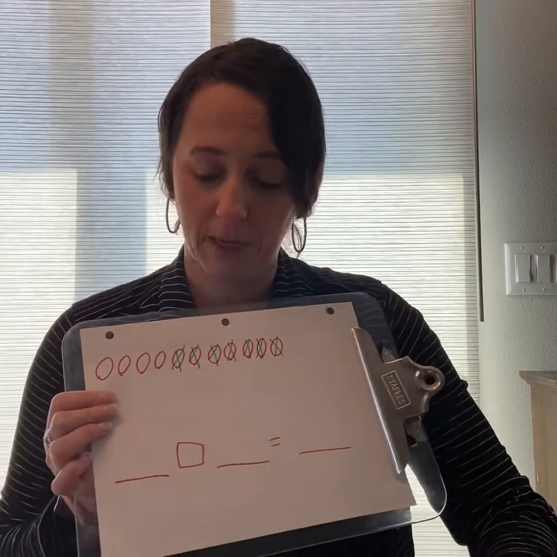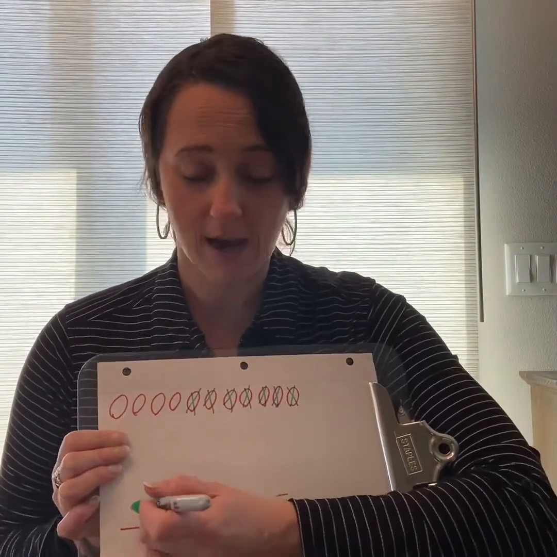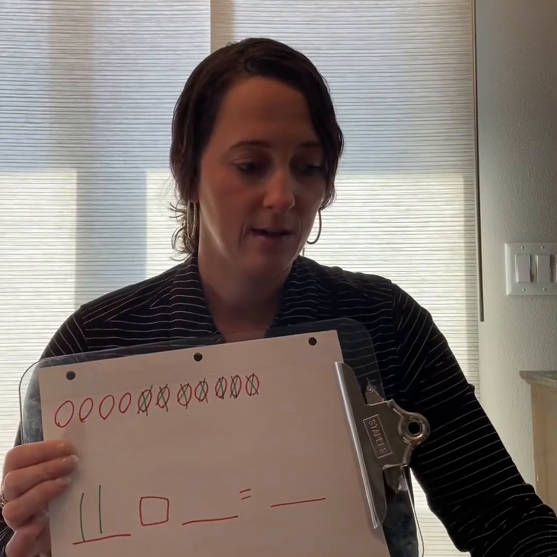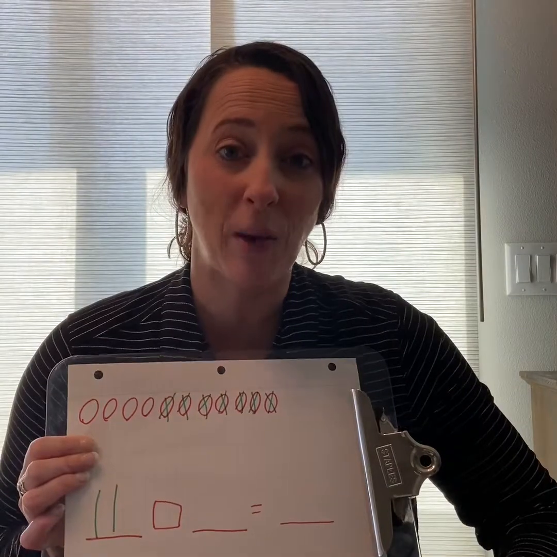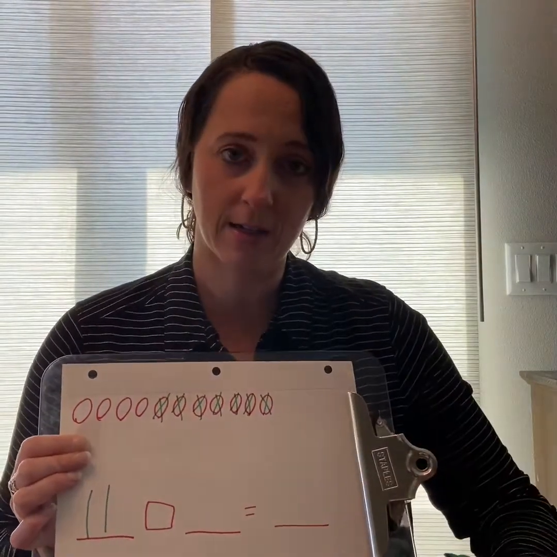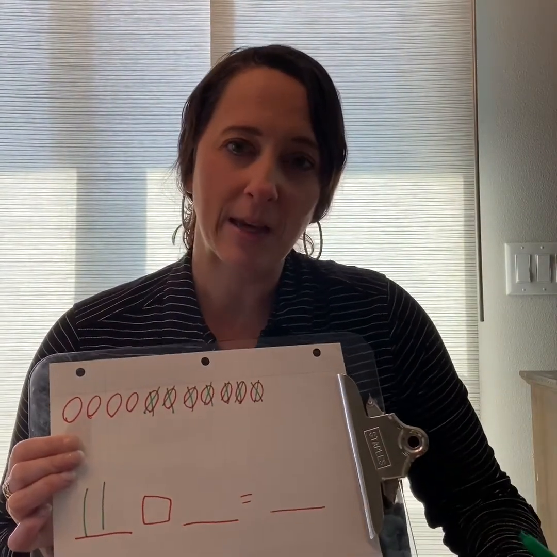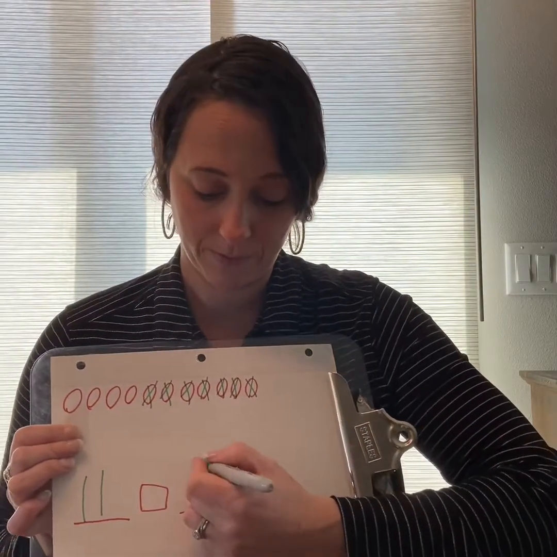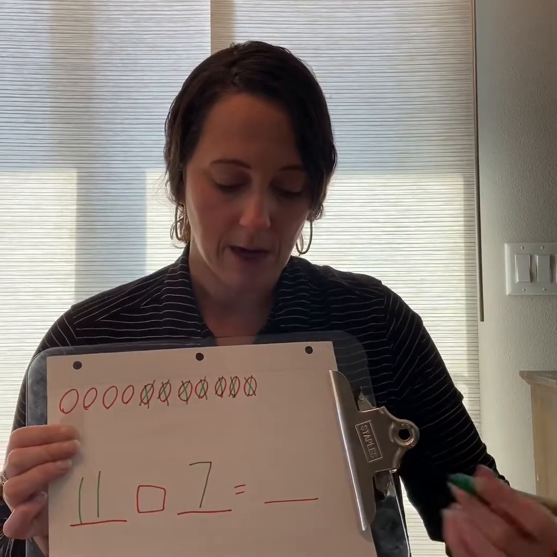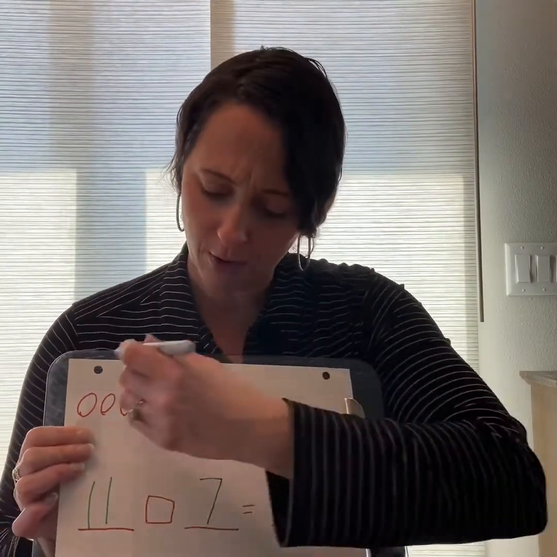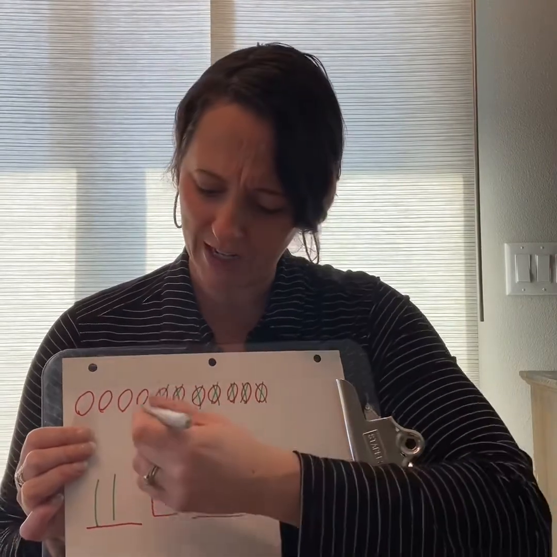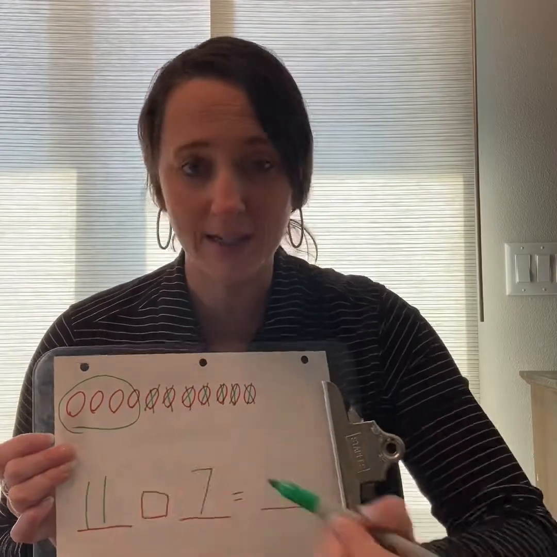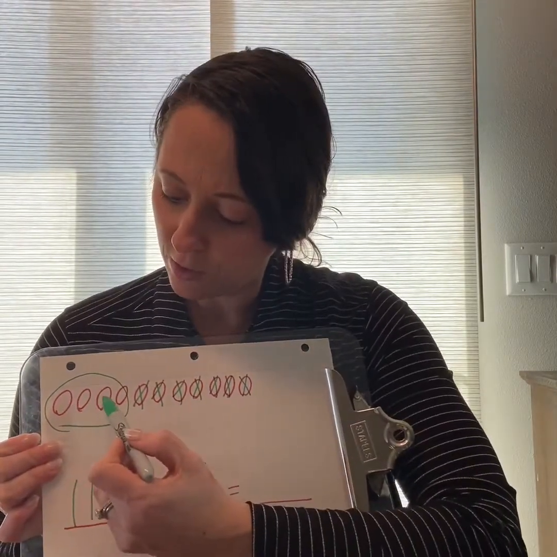So how many plates did Jade have to start with? She had 11. Right, that's my first number. How many plates did she put away? That's how many X's we have, right? If I need to go back and recount my X's, that's okay. 1, 2, 3, 4, 5, 6, 7. How many plates does Jade have left? Am I going to count all of them? No. Am I going to count the X's? No. I'm going to count what she has left over here, right? 1, 2, 3, 4.